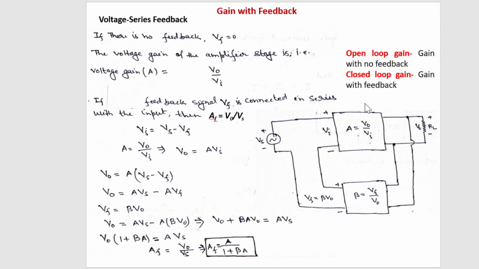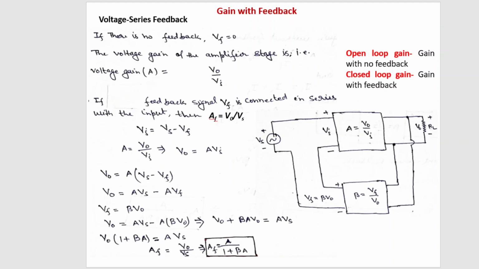If there is no feedback, then we know the gain at the amplifier stage can be written as Vo upon Vi, that is output voltage upon input voltage. Now if the feedback signal Vf is connected in series with the input voltage, then the voltage gain with feedback AF can be defined as Vo upon Vs.